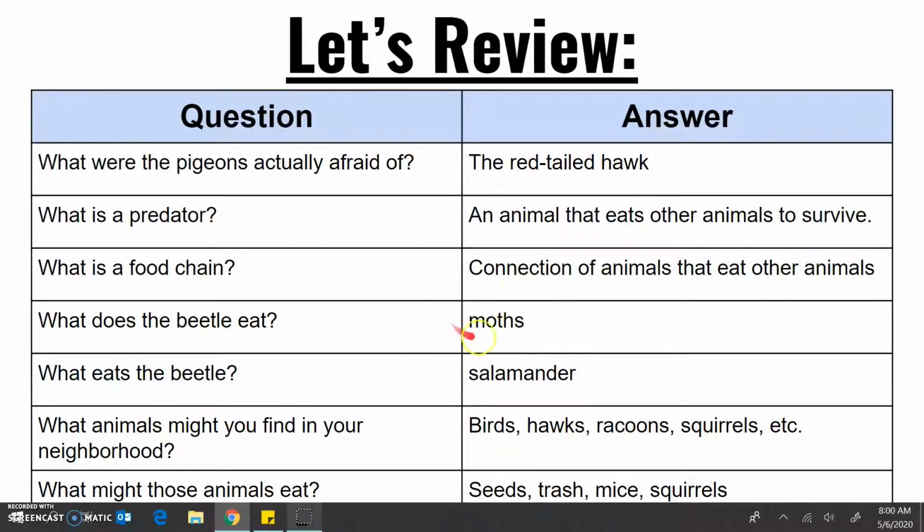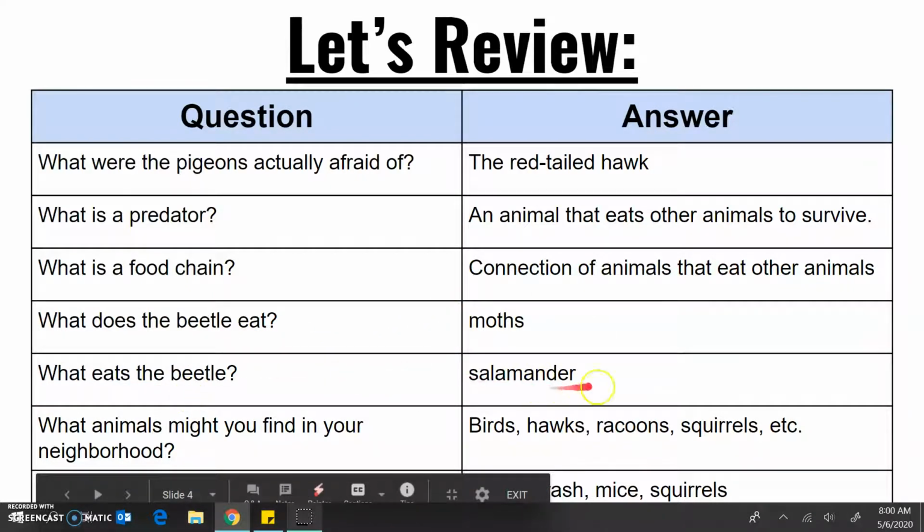What does the beetle eat? In the video, he talked about moths. He saw moths flying around at night, and that's what the beetle eats. And then what eats the beetle? He also found a salamander in his backyard.